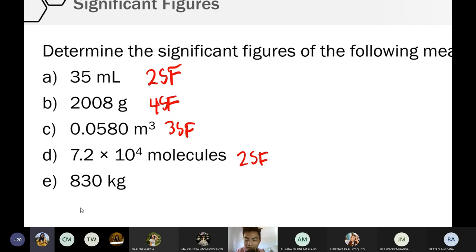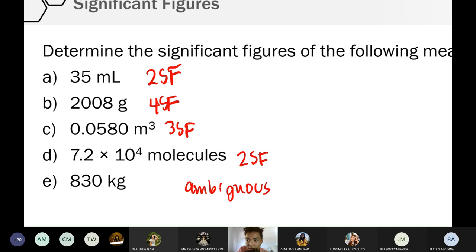Ambiguous case po. Okay, so for letter E, this is an ambiguous case because this trailing zero does not have any decimal point at all. So you don't know whether you're going to interpret this as two sig figs or three sig figs. Some textbooks will say this is two sig figs, others will say this is three sig figs, no? So there's a disagreement. Okay, so this is ambiguous. How am I going to resolve this?